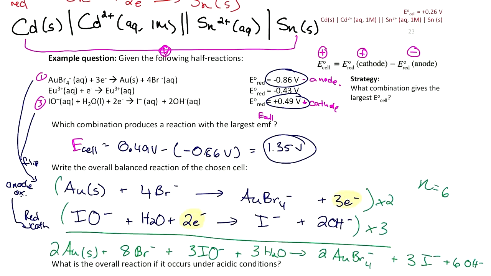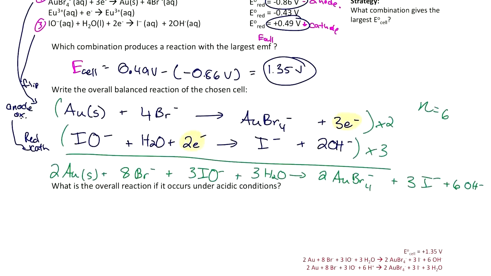We added hydroxide and neutralized the H plus. But in this case, because we already have hydroxide, what I want to do is actually add 6 H pluses to each side to balance it back into acidic conditions. Because these 6 hydroxides and 6 H pluses actually become 6 waters instead. Those 6 waters will cancel out with some of the waters that are already present in this reaction. So those 3 waters cancel, and then this becomes a 3.